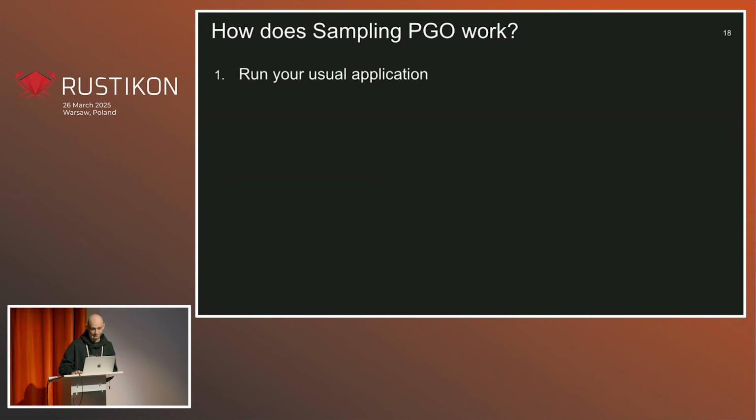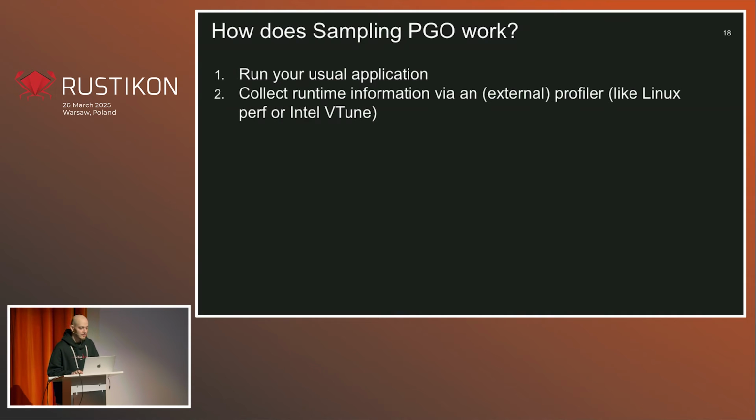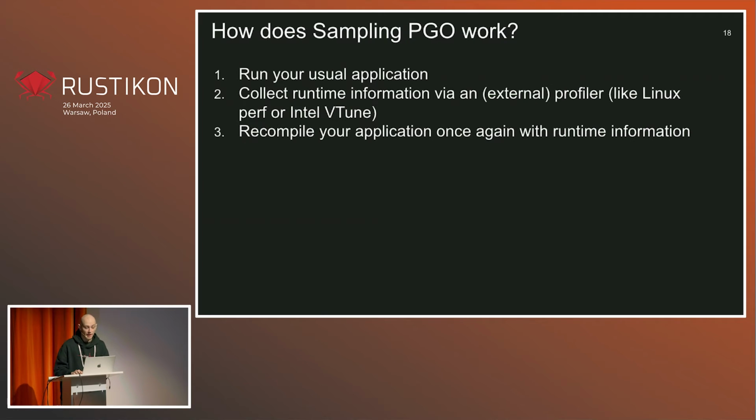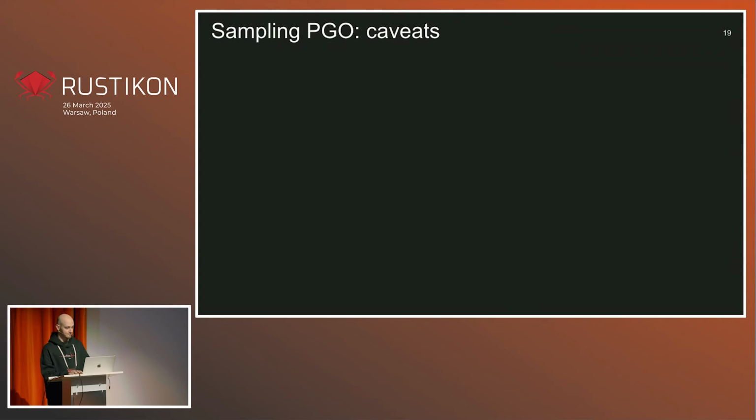So how does it work? At first, you need to run your usual version, your usual application. Almost usual, but okay, some tricky details. Instead of collecting runtime statistics from built-in counters, you can try to use an external profiler, for example, Linux perf or Intel VTune. And you can collect it externally by sampling your application with some frequency and collecting, for example, currently executed stack traces. Recompile your application once again with this runtime information, and the rest is pretty much the same.